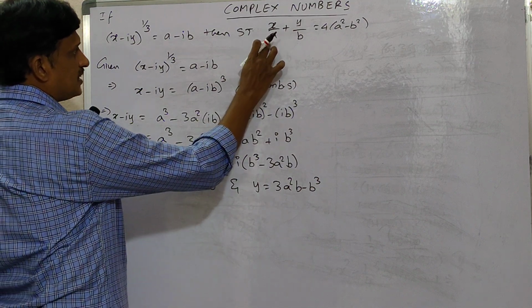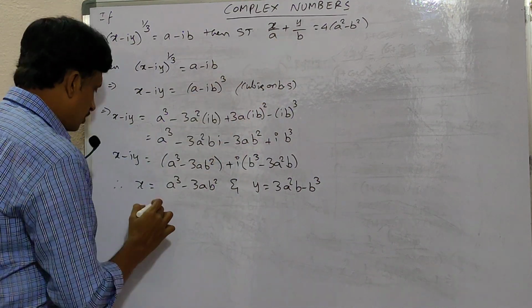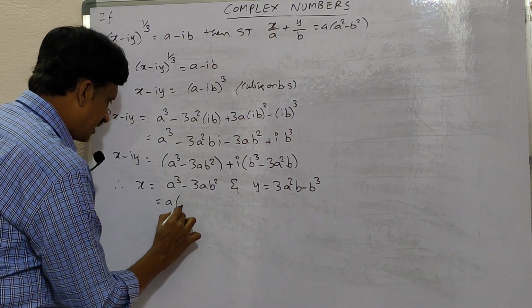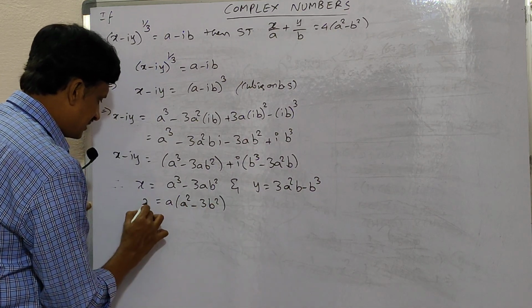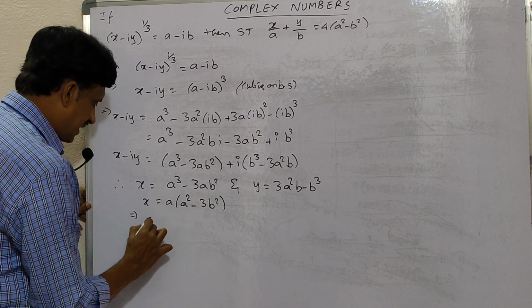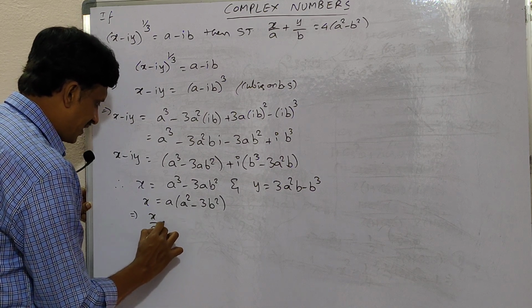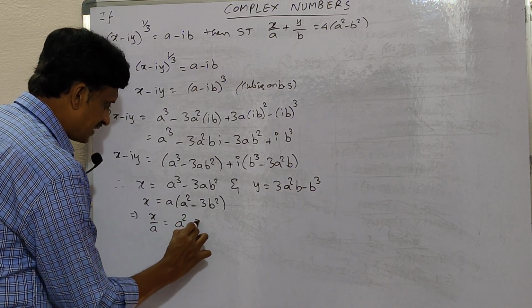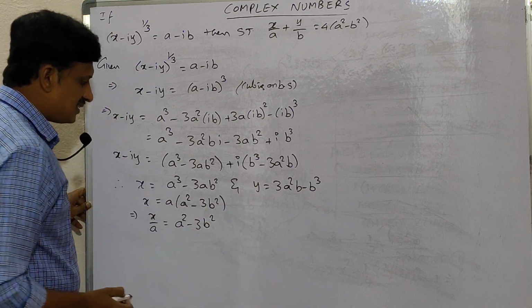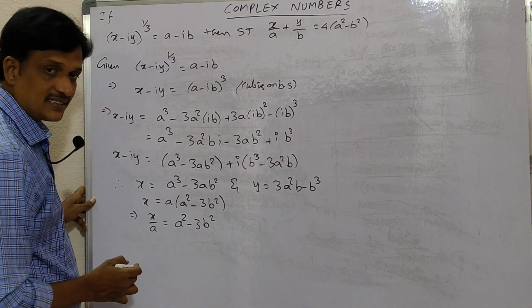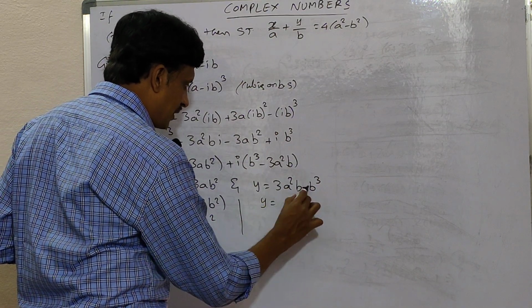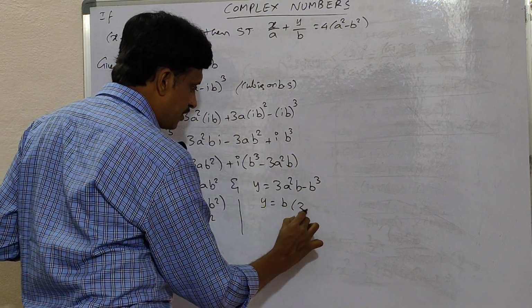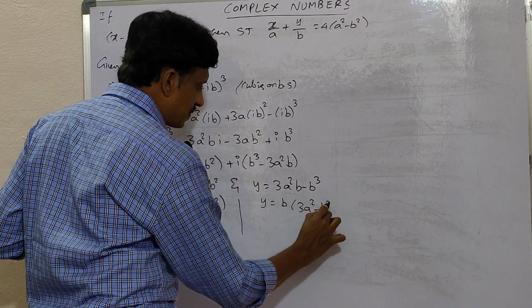And now the value of x by a plus y by b we need to write. So do one thing: by taking a common, you are getting a square minus 3b square here. This is the value of x, so write that a here. Then x by a will be a square minus 3b square. And from the second part, the same calculation gives, b is the common term, you are getting 3a square minus b square.